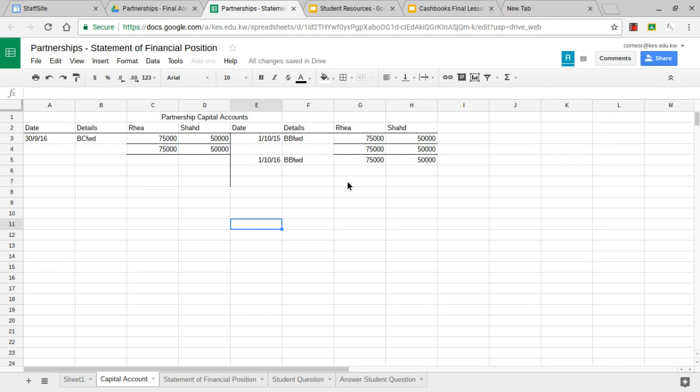And what's important is the partners don't withdraw from the capital account because that's the money that's been invested initially to start the business off, and that will have been invested in the non-current assets of the business.